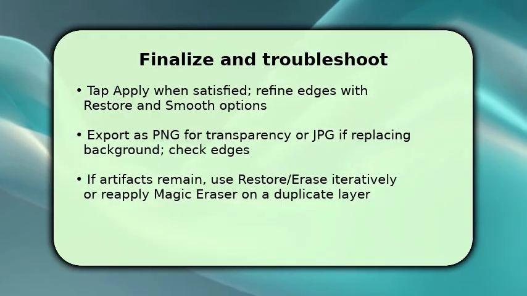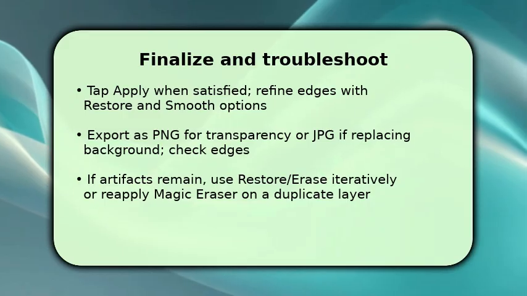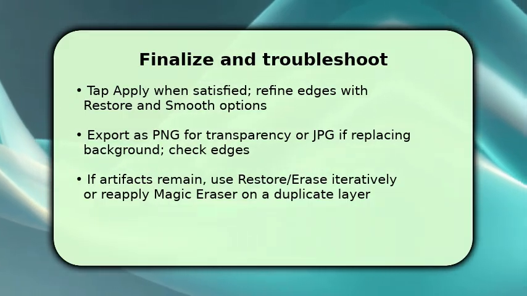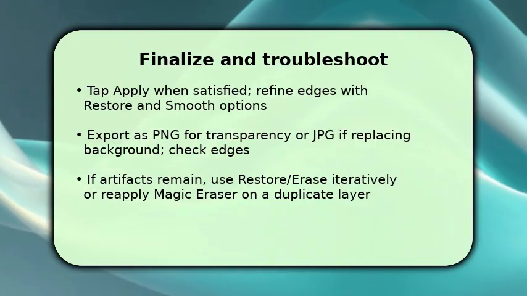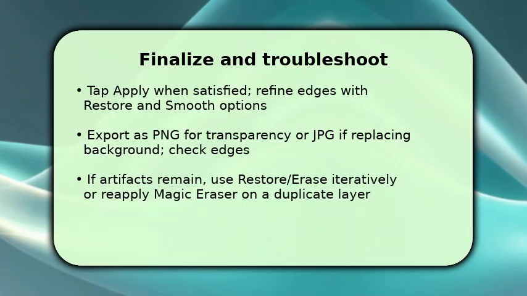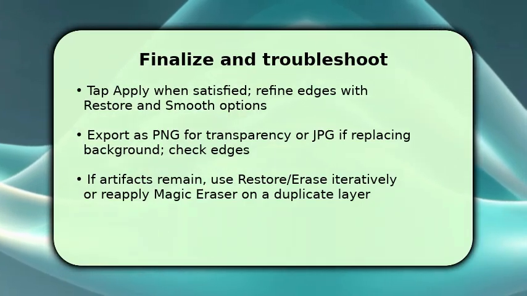Export as PNG to preserve transparency or choose JPG if you're placing a new background. If you see halos or artifacts, duplicate the layer and reapply Magic Eraser on the copy, or selectively restore problem spots. This iterative fix.